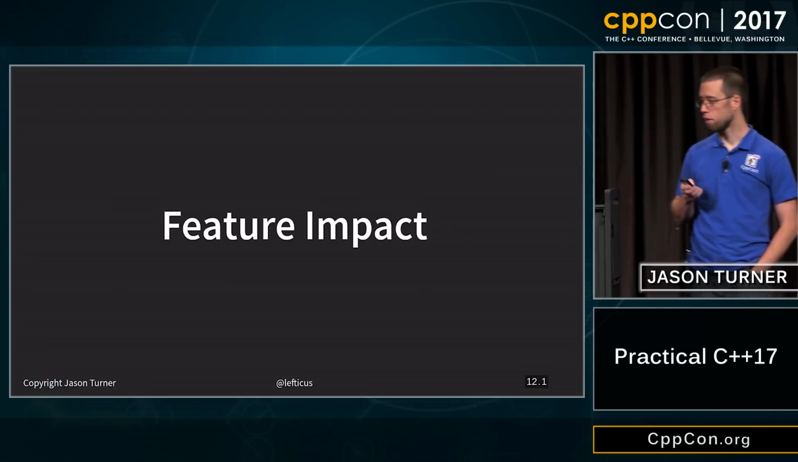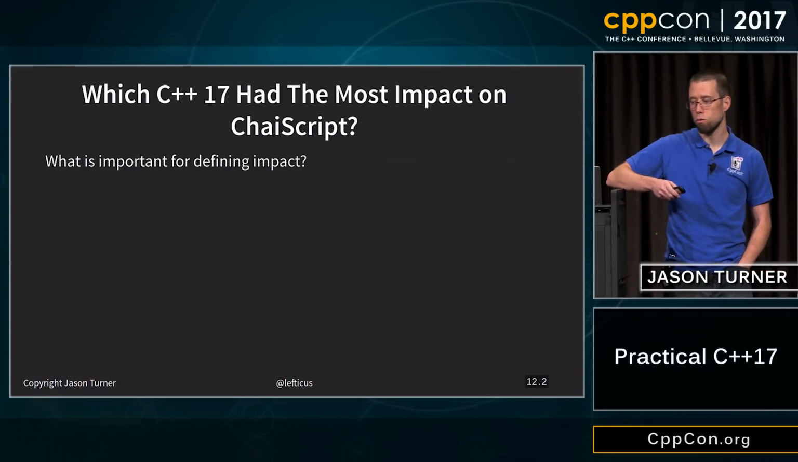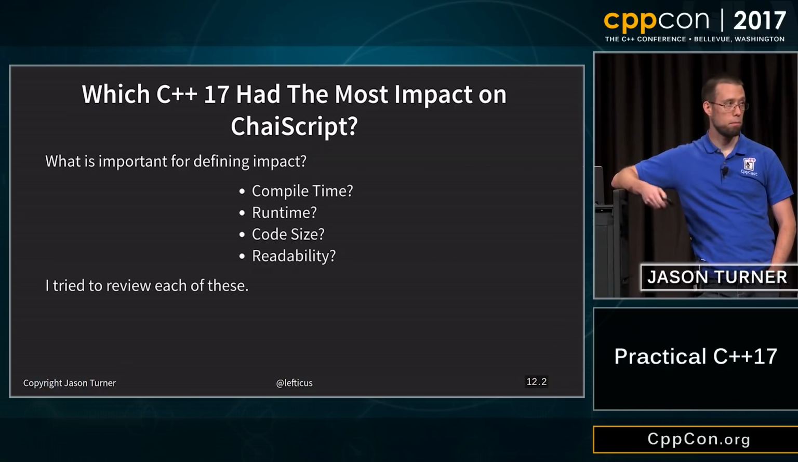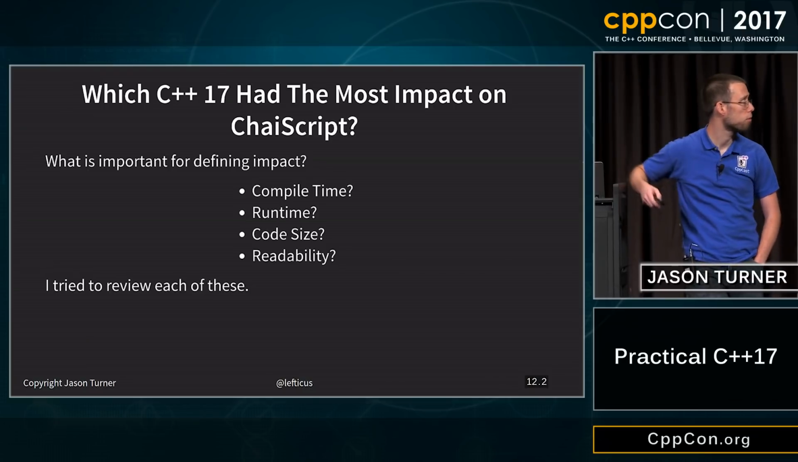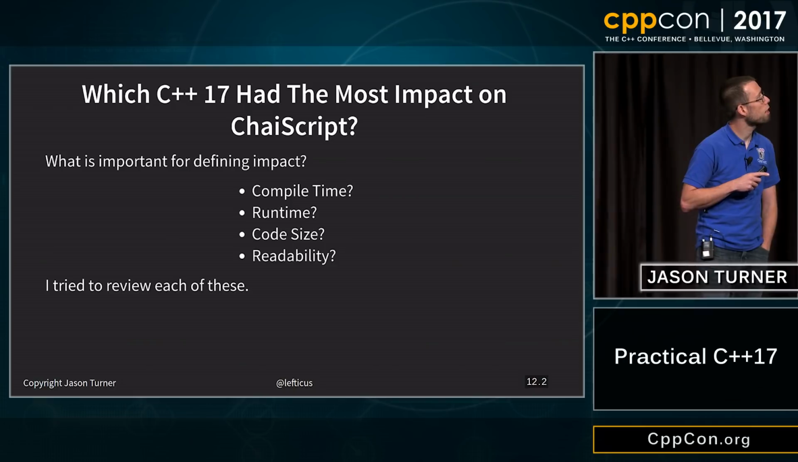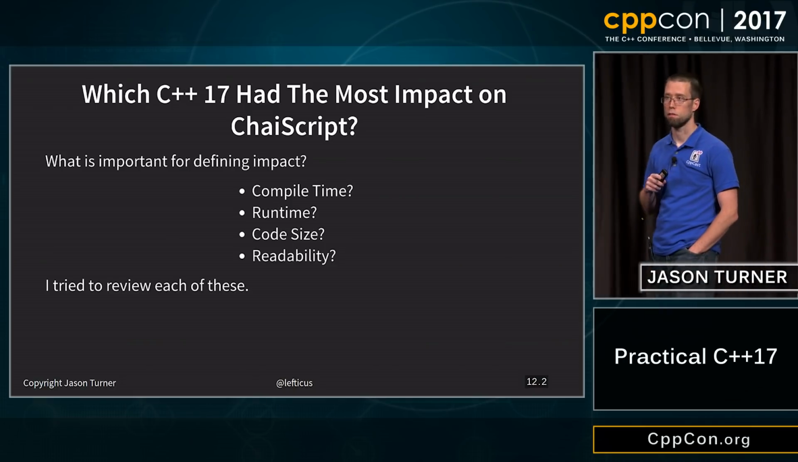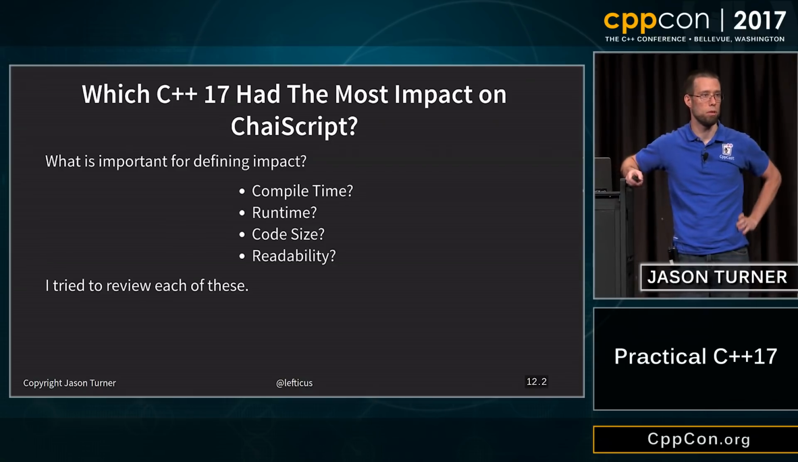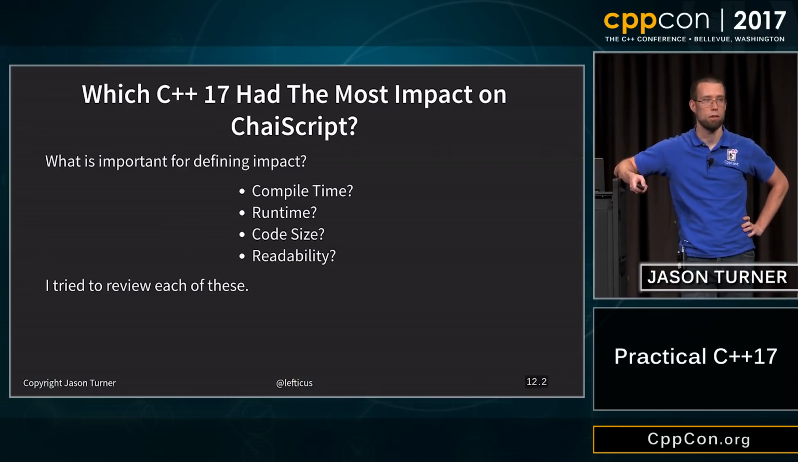OK, now we're going to talk about the actual impact and how we define our impact. I meant to ask you how you would define it, but then I accidentally went all the way forward here. So I'm looking at things like compile time, runtime, code size, and readability. And does anyone else have any other opinions as to what they would be looking to keep in mind for impact on their code?